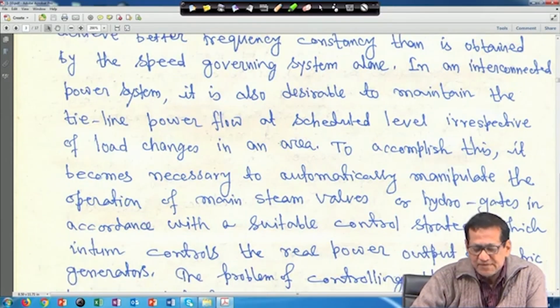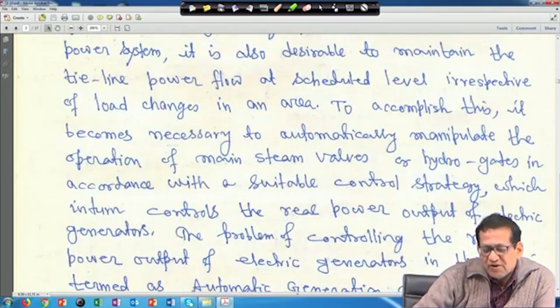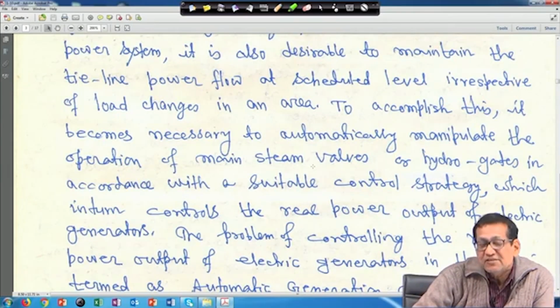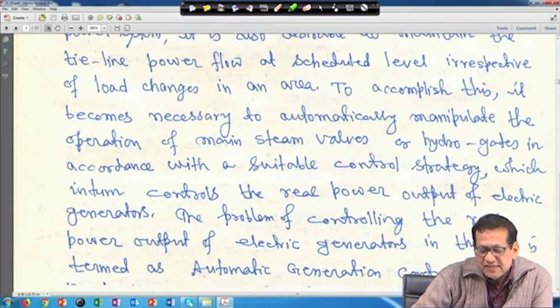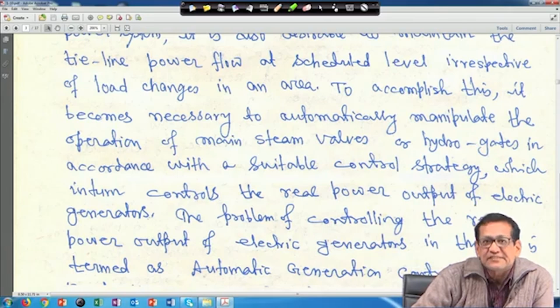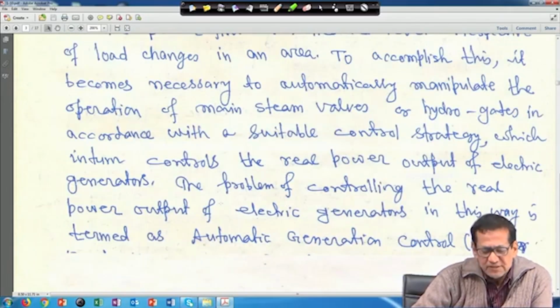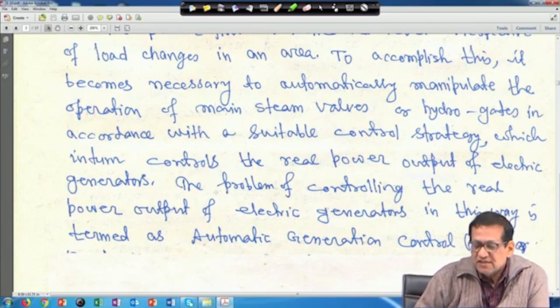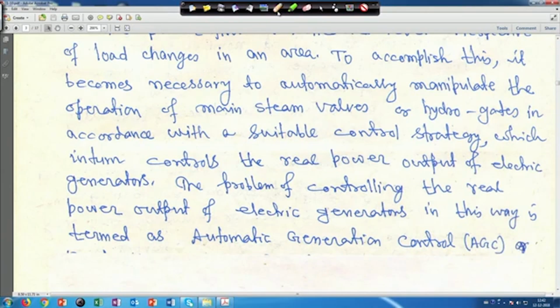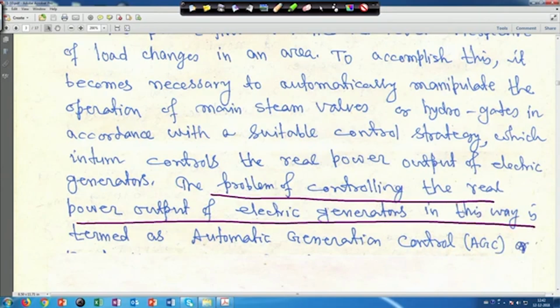To accomplish this, it becomes necessary to automatically manipulate the operation of main steam valves in case of a steam power plant, or hydro gates in case of a hydro power plant, in accordance with a suitable control strategy, which in turn controls the real power output of electric generators. The problem of controlling the real power output of electric generators in this way is termed automatic generation control. This is the definition.